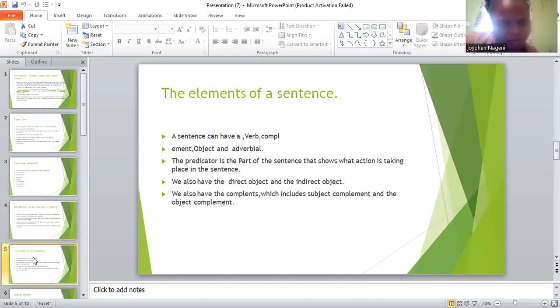The predicator is the part of the sentence that shows that action is taking place in the sentence. So apart from the subject, object, and the verb, we have a predicator, which is the part of the sentence that shows what action is taking place. Then we have the direct object and the indirect object. We also have the complement, which includes the subject complement and the object complement. So the subject and the object can act as complements.